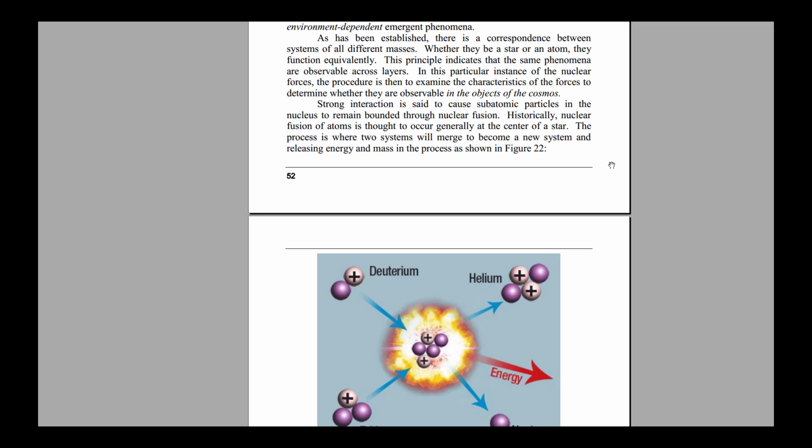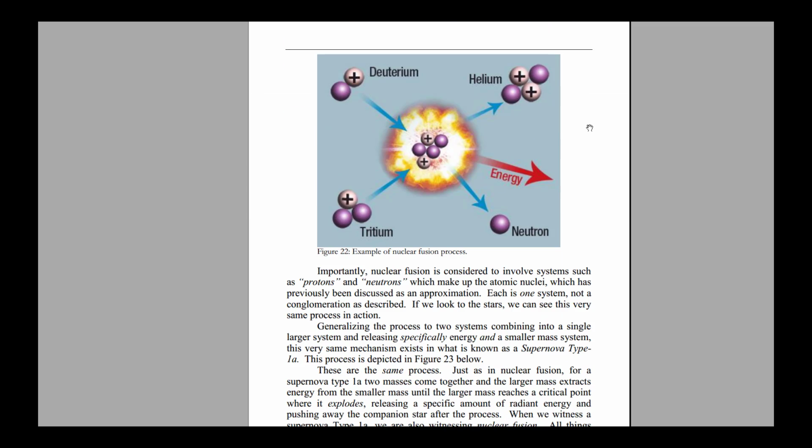The process is where two systems will merge to become a new system and release energy and mass in the process, as shown in Figure 2. So two systems, deuterium and tritium, combine into a new system of helium, releasing a particle of a neutron and energy.